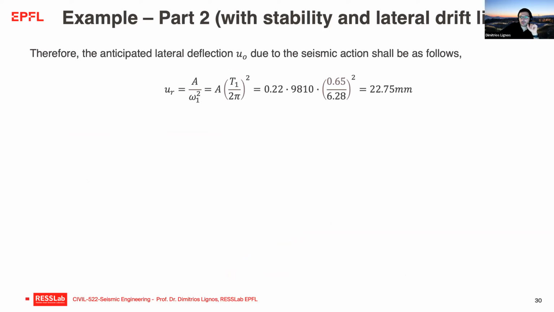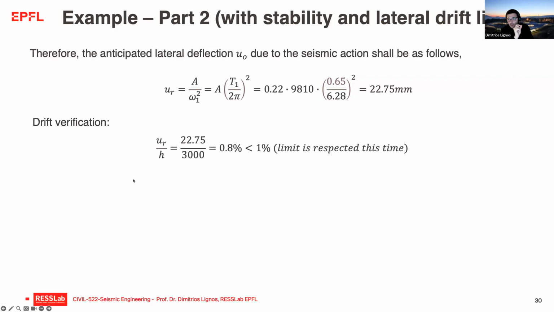Now, with this pseudo acceleration, I'm going to compute what is the expected lateral deflection due to the seismic action. And my UR is again A over omega 1 square. Doing the substitution with a new pseudo acceleration is giving me an anticipated lateral deflection of 22.75 millimeters. Now, I'm going to do the drift verification with a new UR. UR over H is going to be 0.8%, which is smaller than 1%. So the limit in terms of drift is now respected.